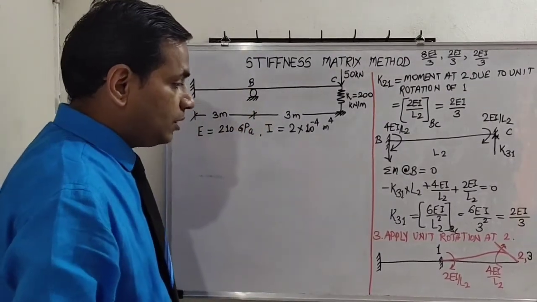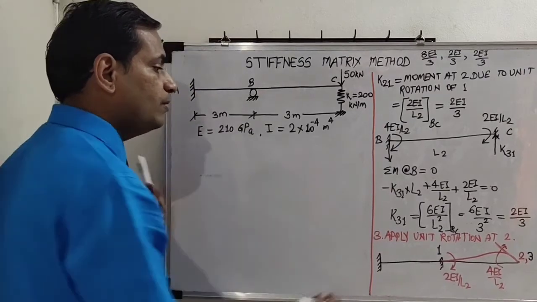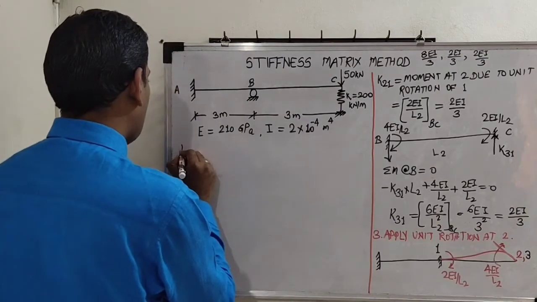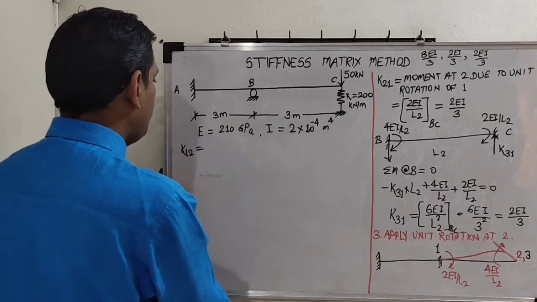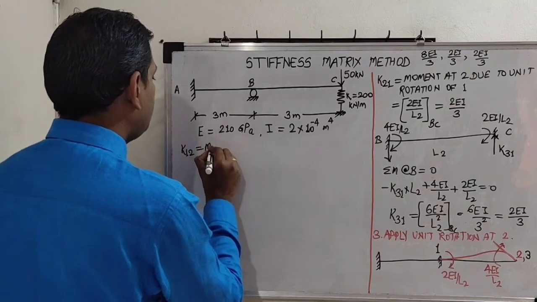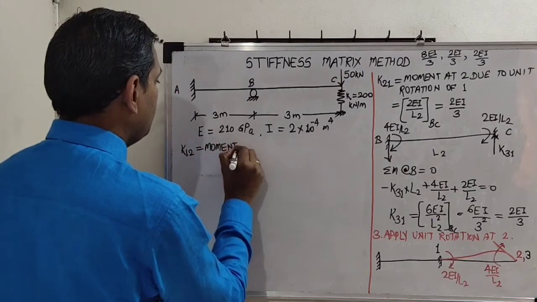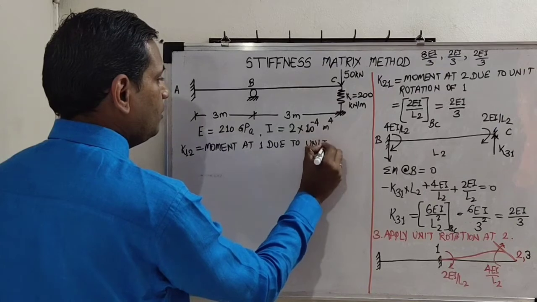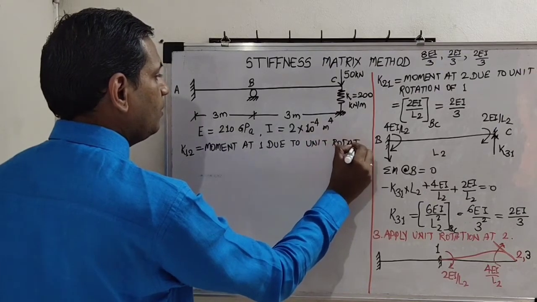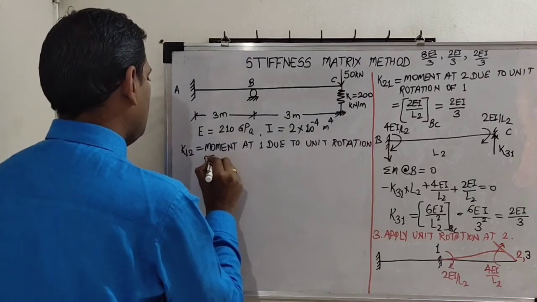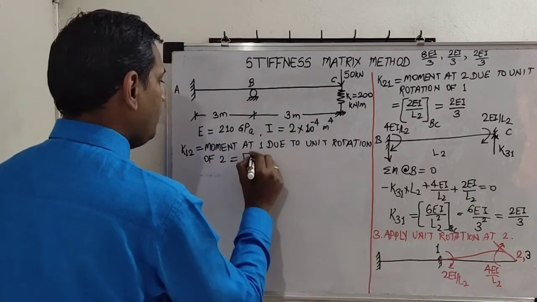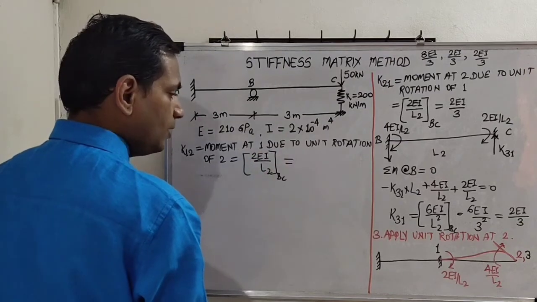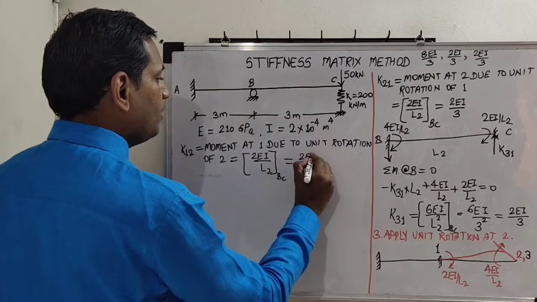So look at location 1. What is value? 2EI by L2 because of rotation of 2. So K12. We will get K12. What is K12? Moment at 1 due to unit rotation of 2. So how much is value? 2EI by L2 for span BC. It is 2EI by 3 over.